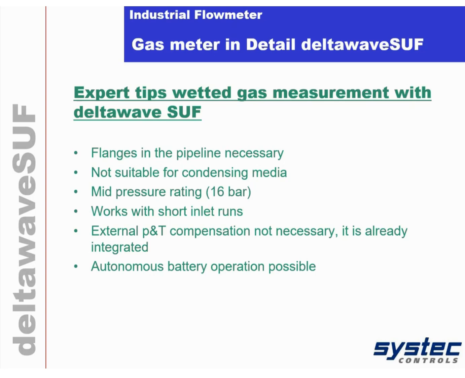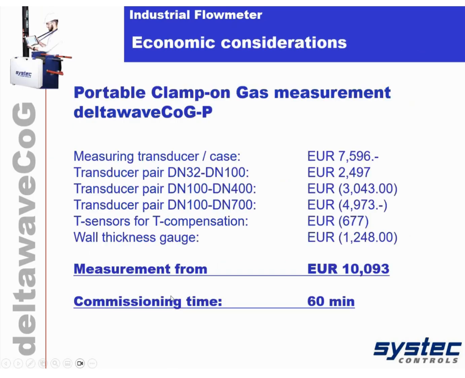Okay, now I tell you a little bit about the pricing of clamp-on technology and SUF, and afterwards we go through competing technologies with their advantages and disadvantages. So if you have a portable clamp-on measurement, the electronics with all the accessories is approximately 7,500 euros, and the transducer is between 2,500 and 5,000 euro, depending on what size you need. So a measurement starts at approximately 1,000 euro.